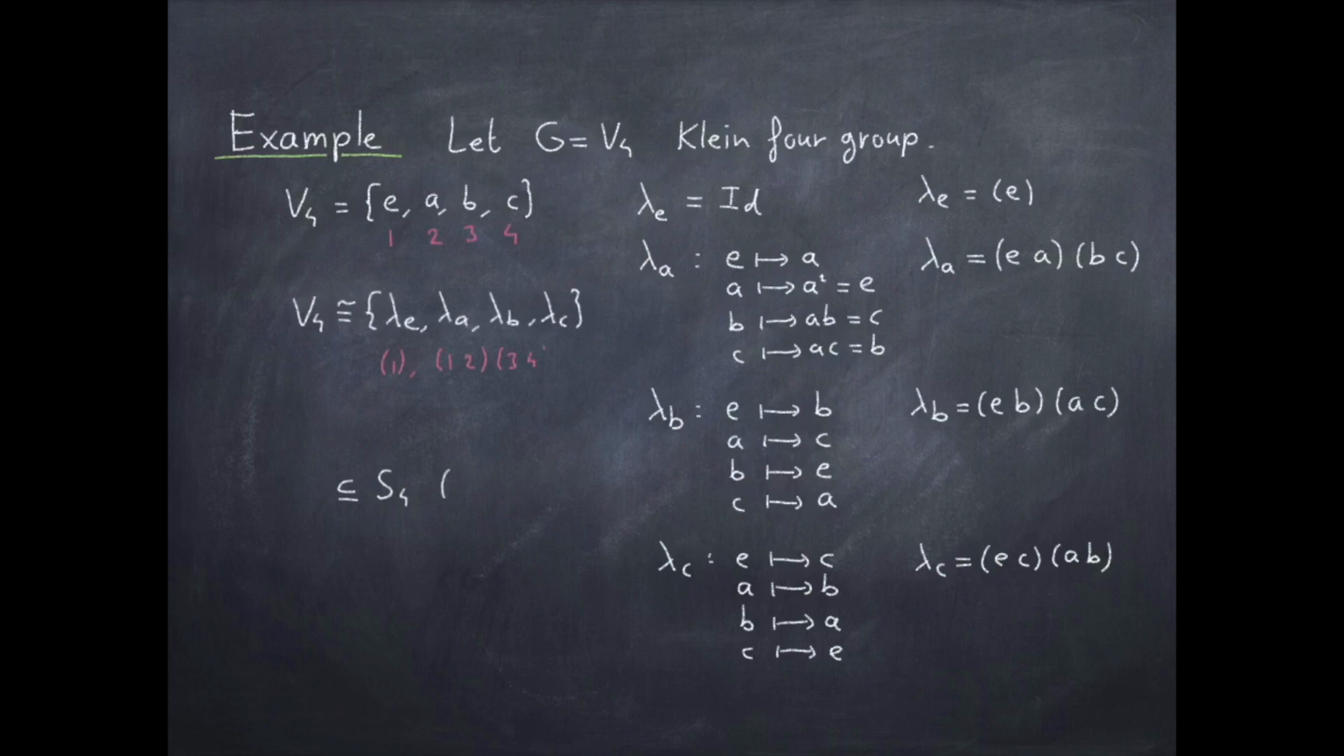We can do the same thing for the other elements E, B, and C. Thus, we found a permutation for each of the elements of the Klein 4 group. If we number the elements of the Klein 4 group 1, 2, 3, 4, then we find a subgroup of S4 that's isomorphic to the Klein 4 group.